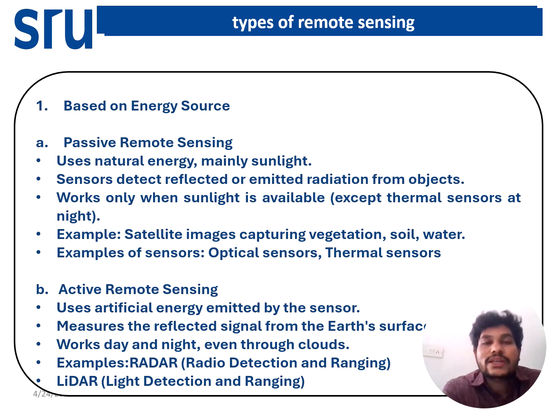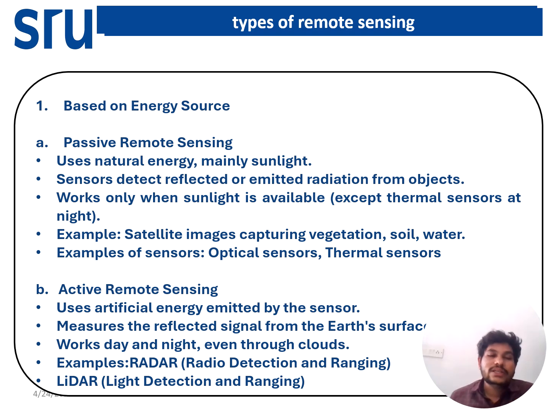Then what are the types of remote sensing? Based on the source available, there are two types. One is passive remote sensing, another one is active remote sensing. Passive remote sensing uses the sunlight, which is the natural source, and the sensor detects the reflected and emitted radiation from the object. It works only when the sunlight is available, and it is used for capturing vegetation, soil, and water conditions.